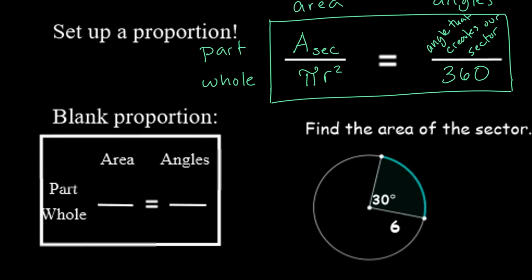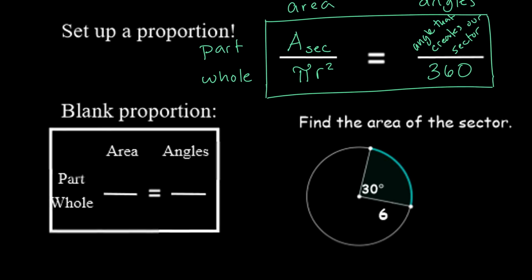So, in this problem, we're trying to find area of the sector. Where is that variable going to go? Area of a sector, where's that going to go? In our proportion. It's the part of the area. What is our whole area? Pi 6 squared, good. And what is our angle? Our part angle? And our whole angle?